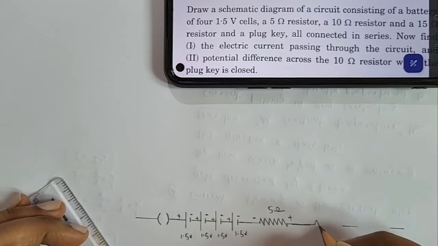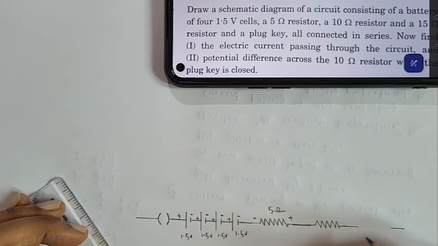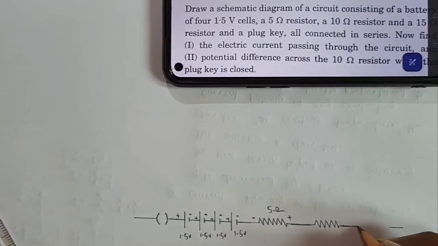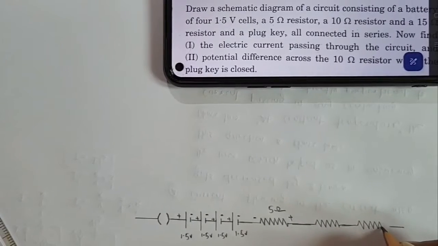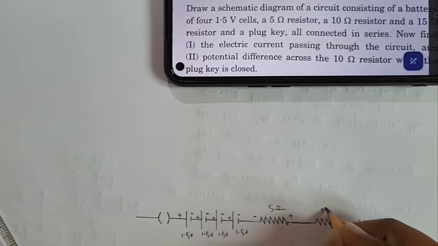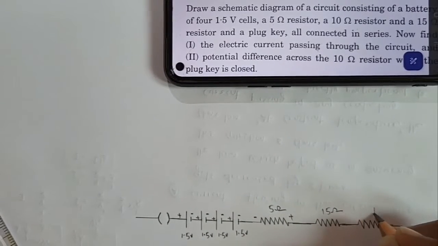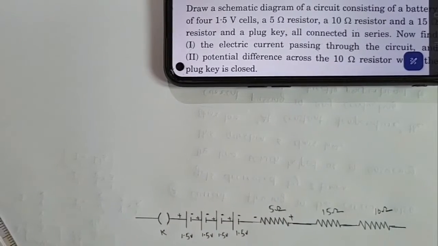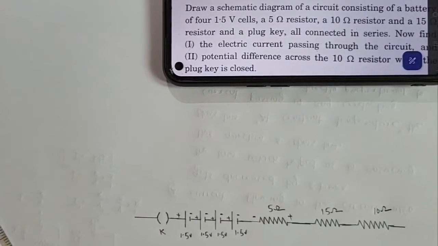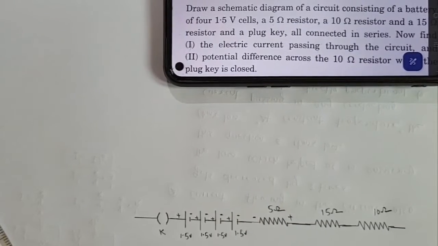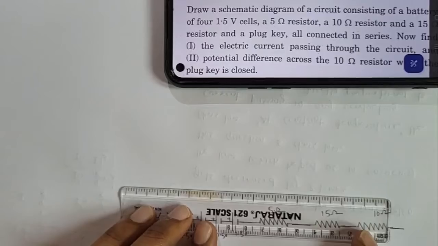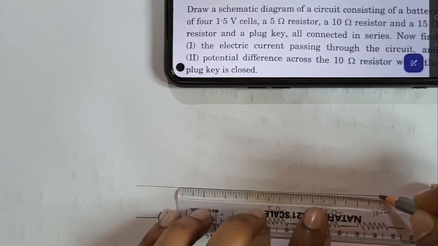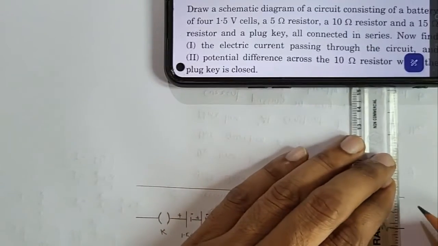There is one more resistance, and here there is one more resistance. This is the 15 ohm resistance and this is the 10 ohm resistance, and this is the plug key, and all are connected in series. Now is this circuit complete? No, the circuit is not complete. You need to connect all of them, positive and negative should be connected. If positive and negative are not connected, then the circuit will not be complete.